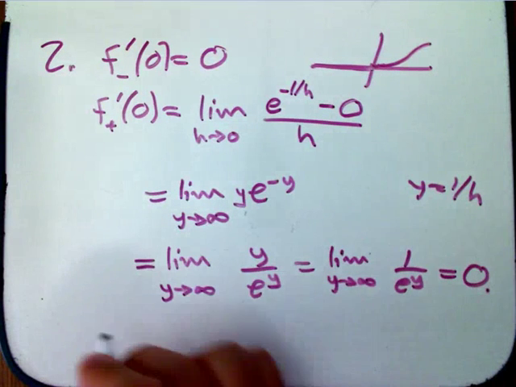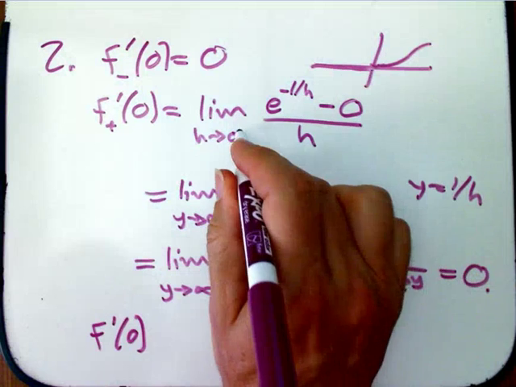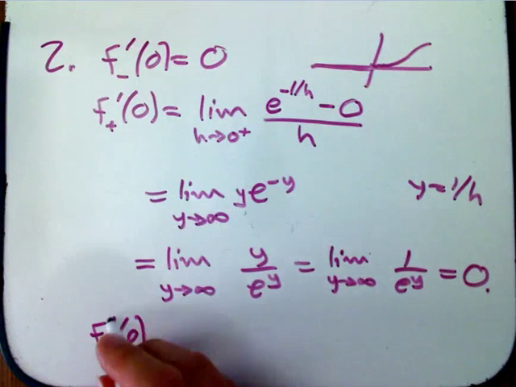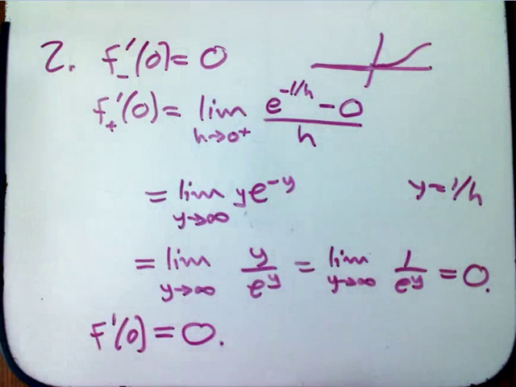but it's not too bad. And therefore, the whole derivative limit, oh, this is 0 plus, really important. Okay, the whole derivative, both sides, exists and is equal to 0.